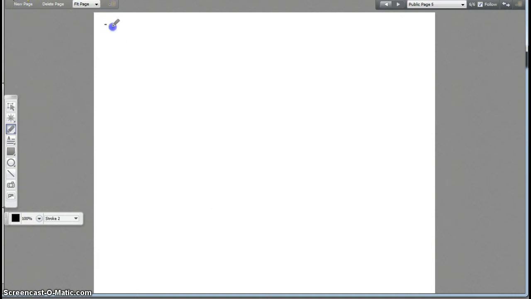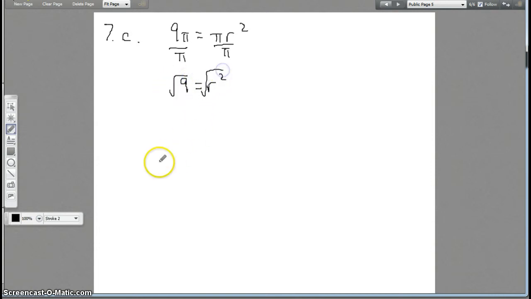Let's take a look at the 2 area versions. 7c, we have an area of 9 pi. And so we know that that is pi r squared because that's our area formula. To get the r squared by itself, we need to divide both sides by pi. So we end up with 9 is equal to r squared. And now to get the r by itself, we need to take the square root of both sides. So we get 3 is equal to r. So our radius is 3.